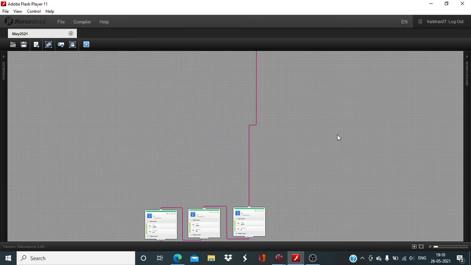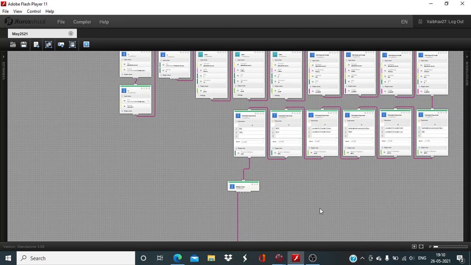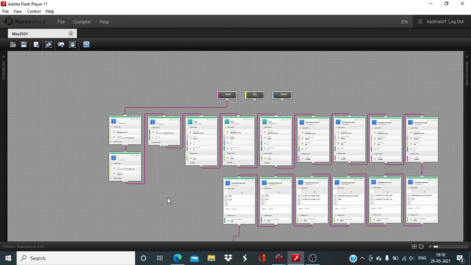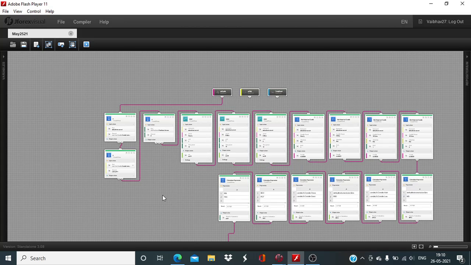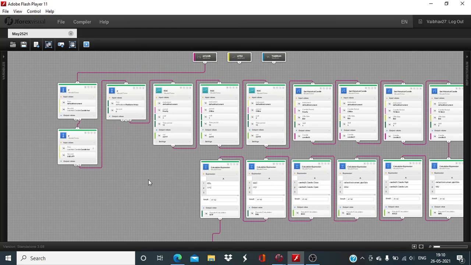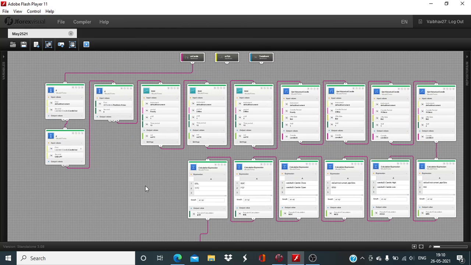I hope you have been able to understand the logic and the execution part of this algorithmic setup. So I hope you will be trying it out on your own, and let me know how far you can go with this setup.